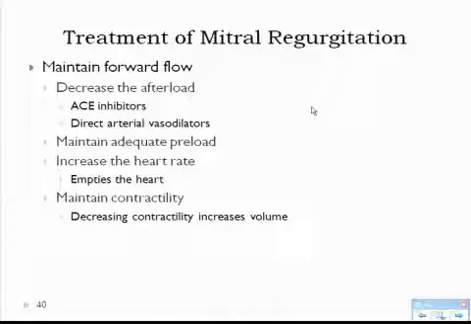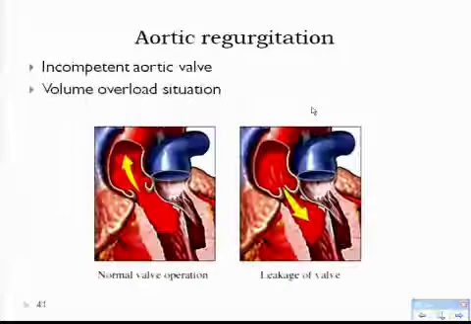Maintain heart rate. Increasing the heart rate actually will empty the heart more effectively, so you don't want to slow these people down, so beta blockers are not a good choice. Maintaining an elevated heart rate is actually beneficial to these patients. And then you want to maintain contractility, because decreasing contractility increases the effective volume and can cause more annular dilation and cause the MR to get worse.